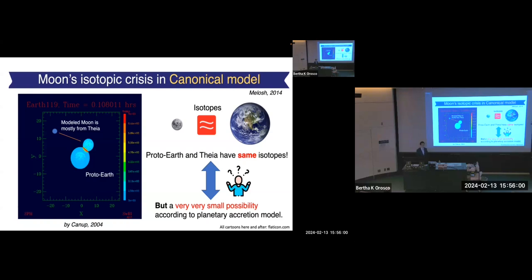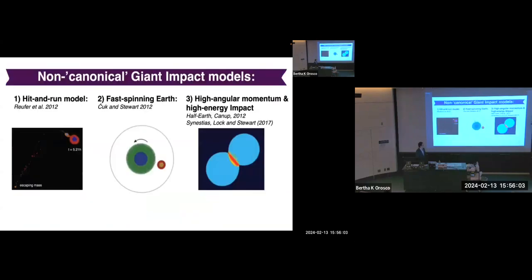Because of that, in the past 2 decades, non-canonical giant impact models have been proposed. There are mostly 3 kinds of new scenarios. They are non-canonical. First is called hit-and-run models. In these models, the impactor hits the Earth, and then part of the mass escapes from the system. Another one is called fast-spinning Earth. In that case, the Earth rotates very, very fast. It becomes almost unstable by itself. So when you have an impactor, it will make Earth even more unstable, and it will release more materials from the Earth into orbit. That can explain the isotope similarity between the Earth and Moon.